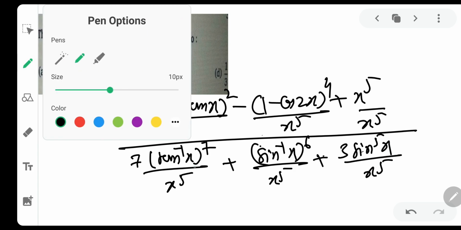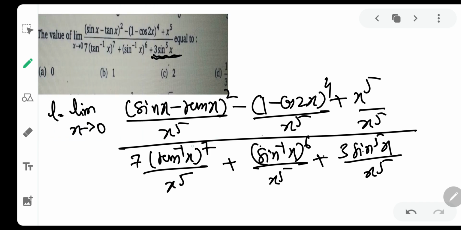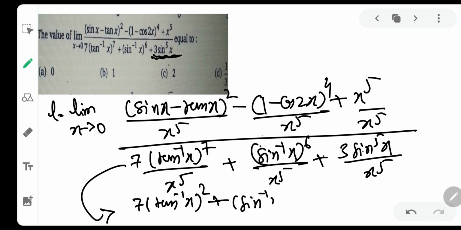Okay, now over here (tan inverse x) the whole raised to 5 upon x raised to 5 will give us 1, tan inverse x the whole square will remain. So over here this will be turned to 7 (tan inverse x) the whole square. I am only writing down the denominator, okay, because (tan inverse x) the whole raised to 5 upon x raised to 5 is 1. Over here also sin inverse x will remain, because (sin inverse x) the whole raised to 5 upon x raised to 5 will give you 1, and over here the denominator will turn to directly 1 raised to 5. Okay, now just put down the value of x as 0.